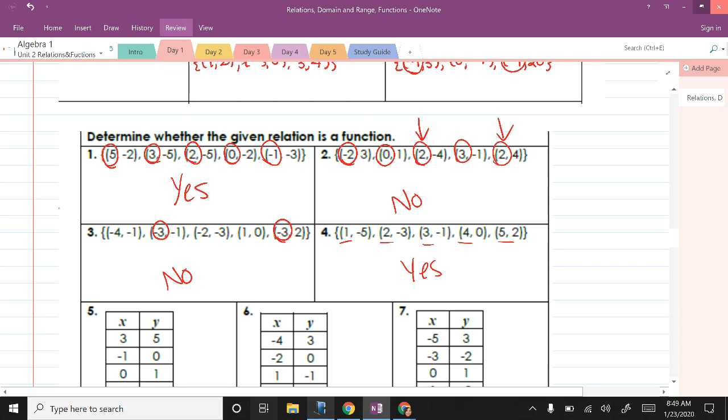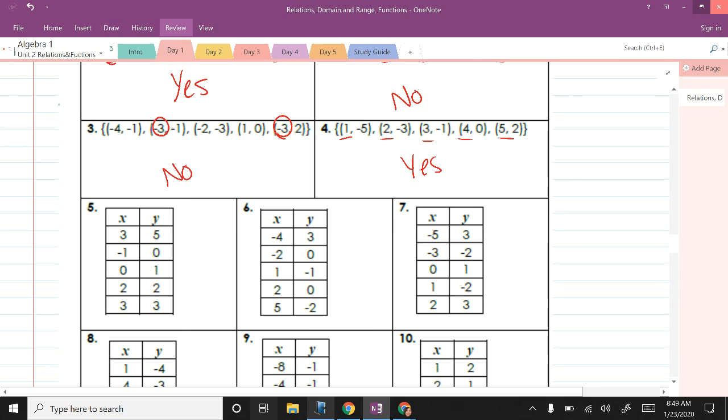That good? So number 5, they start putting them in tables, right? You just look down the x column. I like this better. To me, it's easier to see. So do I have x's repeating on number 5? Yep, the 3's repeat.